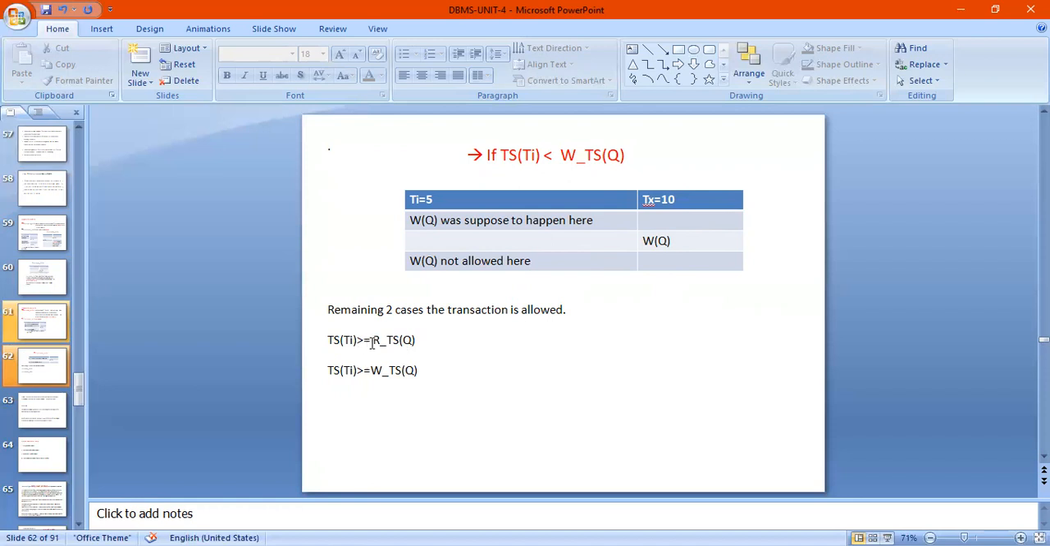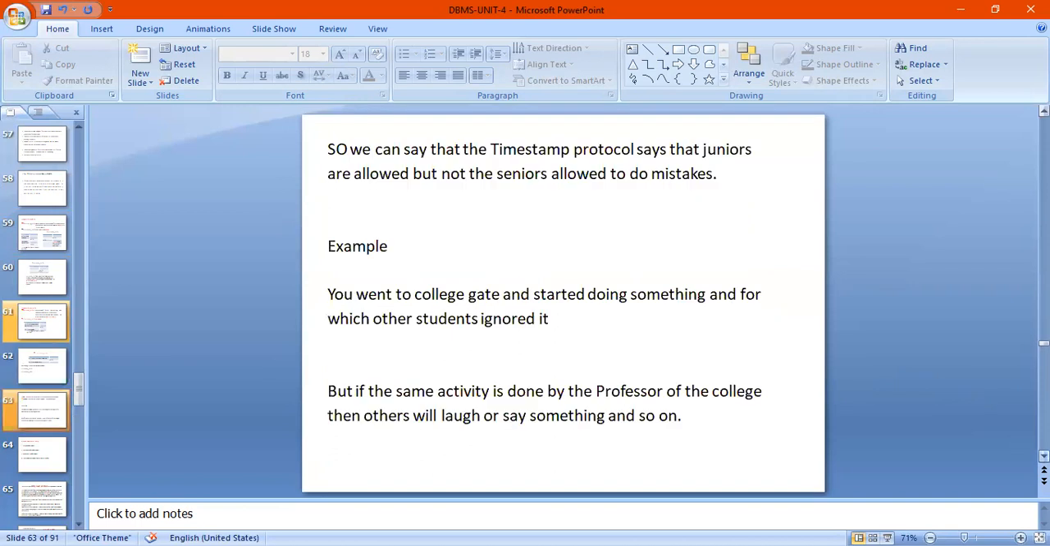TS of Ti greater than or equal to read TS of Q and TS of Ti greater than or equal to write TS of Q. These two operations are being allowed and performed. So we can say that the timestamp protocol says that juniors are allowed, but seniors are not allowed to make mistakes. Example, you went to the college gate and started doing something and other students ignored it. But if the same activity is done by the professor of the college, then others will laugh and say something, and so on.